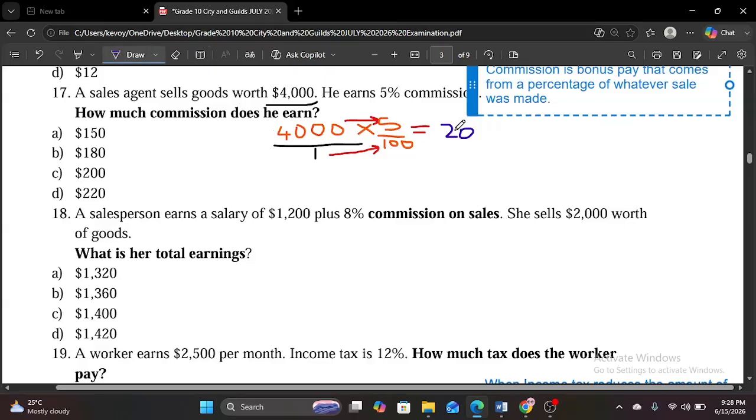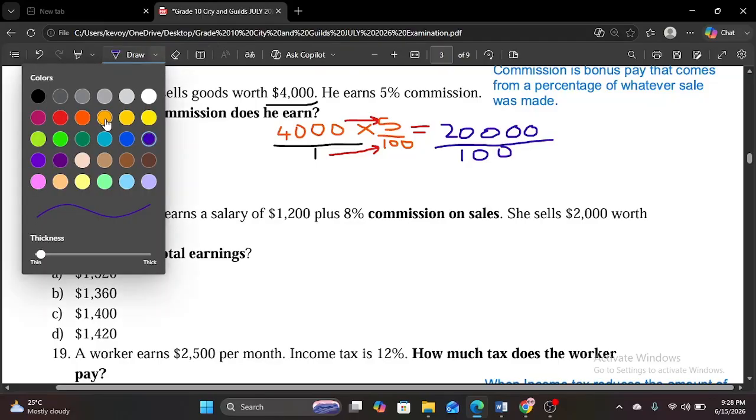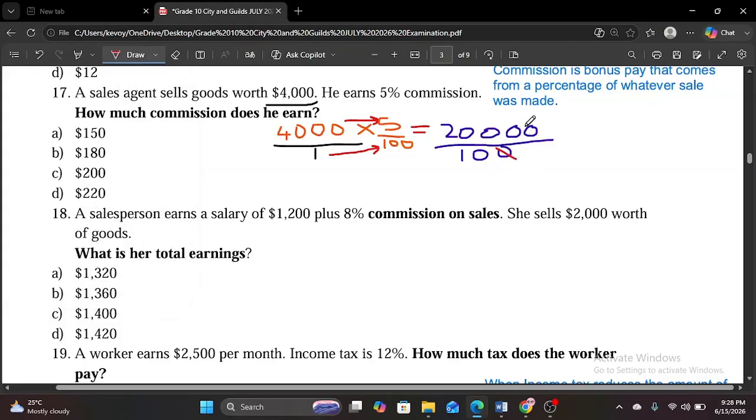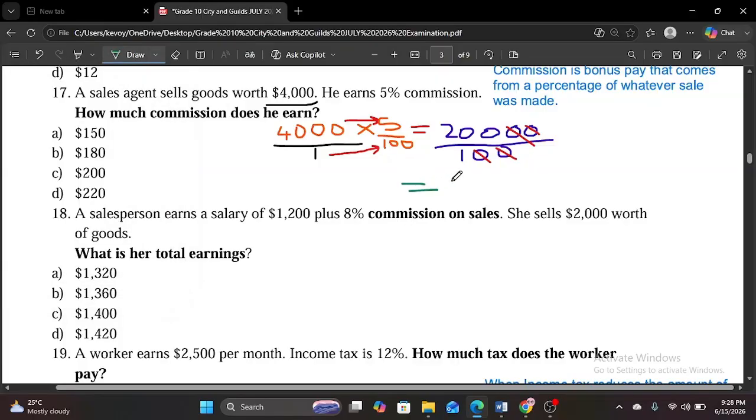So 5 times 4 is 20 and you write back your 0, so that's gonna be 20,000 all over 1 times 100, that's gonna be 100. And then you eliminate your zeros from the bottom and top. So that means that we have only 200 remaining. So that's gonna be your commission. So that's just $200. All right, so that's gonna be C.